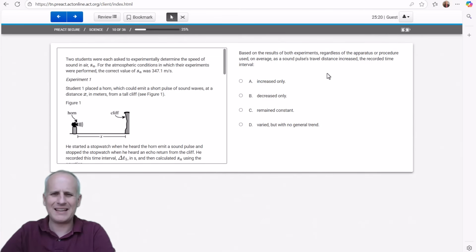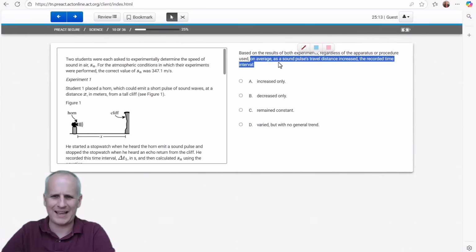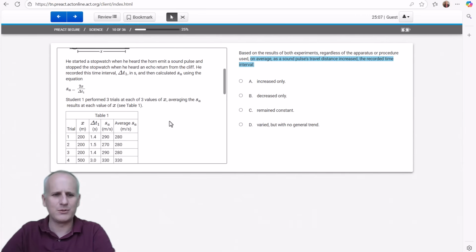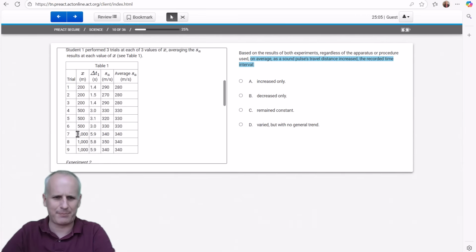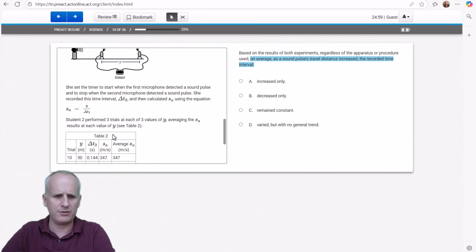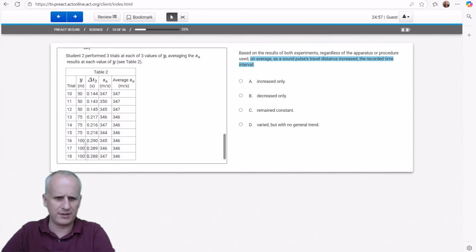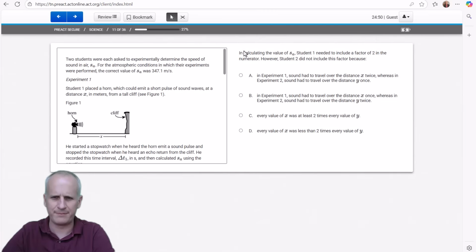Here we've got, based on the results of both experiments, regardless of the apparatus or procedure used, on average, as a sound pulse's travel distance increased, the recorded time interval did what? So as we increase distance, what happened to the time? Well, here in table 1, distance increases, time increases. Experiment 2, distance increases, time increases. So it's going to increase only, and we're going to move on to the next question.